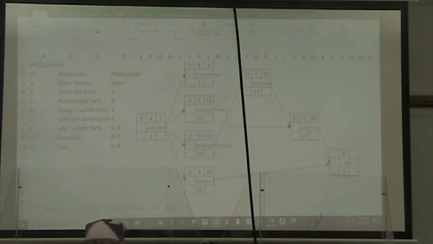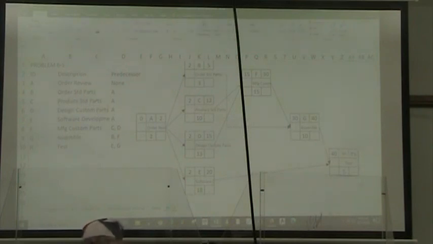All right, therefore, we get to H, which is test. That means it is the maximum number between the early finish for G and the early start for E. Close parenthesis. And therefore, our early finish time for H is equal to our early start time plus our duration.